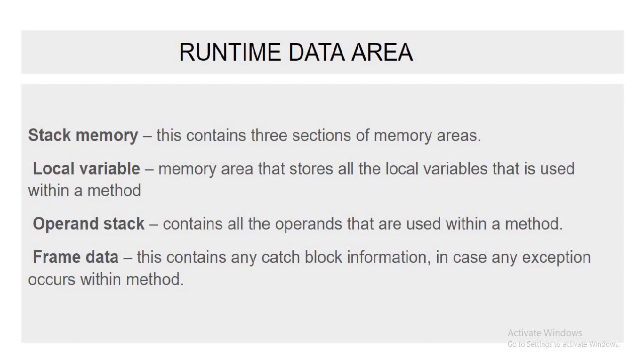This stack memory contains three parts. First, the local variable area, which stores all the local variables in the stack memory area. The operand stack contains all the operands that are used within a method. Frame data contains catch block information in case any exceptions occur within the method. Normally we get exceptions in our Java programs, and we handle them through catch blocks. All that information is stored in this frame data.